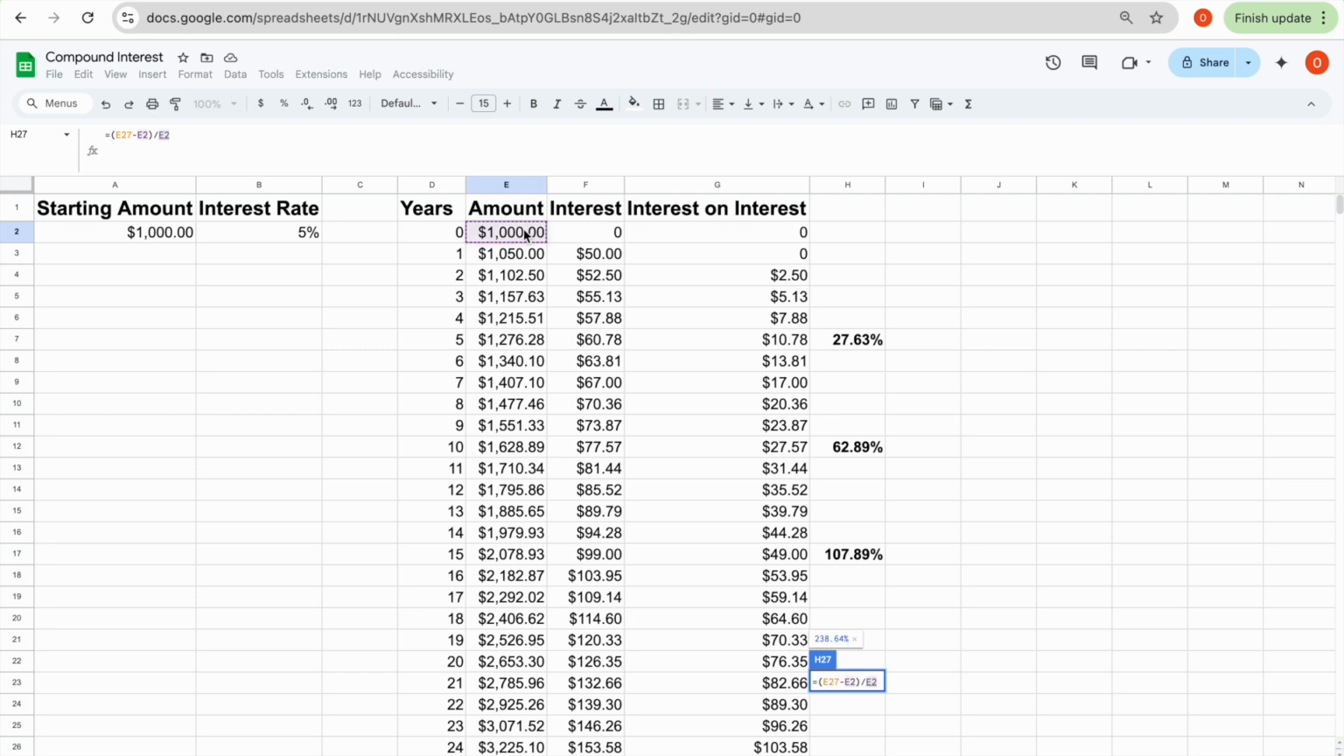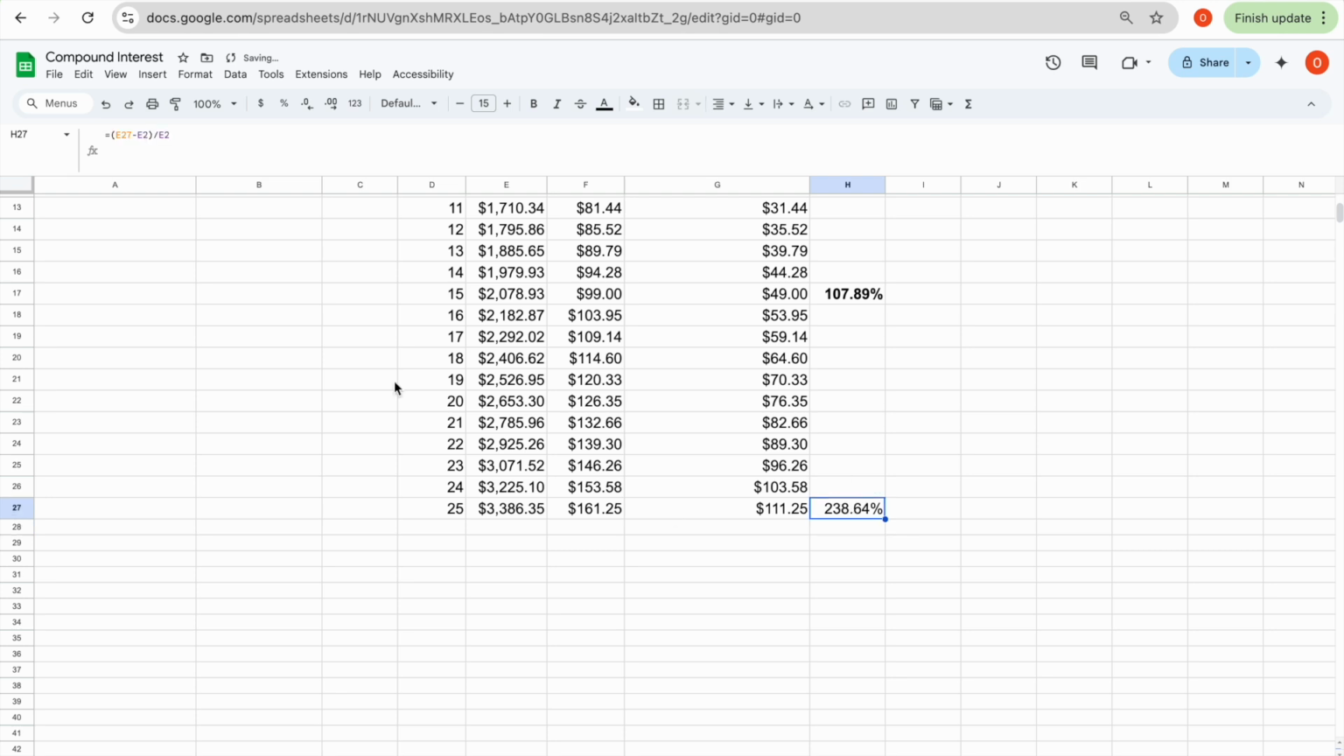That percentage is 238.64% growth. $3,386.35. That's how much your money would turn into in this example with a 5% year over year growth. How fascinating. That's the math. Thanks so much.